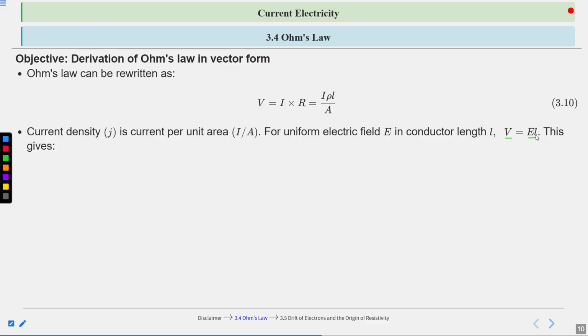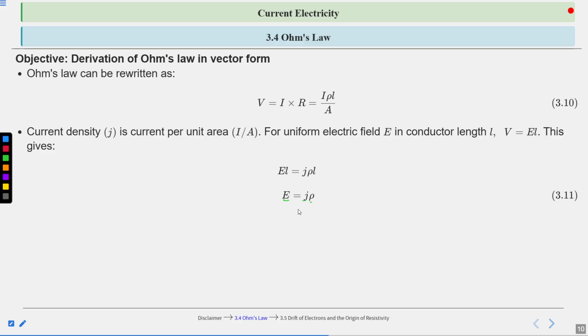So now putting this V equal to EL here, and this current density J, I upon A, will be converted into J. So now the equation will be V equal to EL equal to I upon A, which is J, current density, times rho L. Okay, so now L will cancel out from both sides. So it will become E equal to J rho. E equal to J rho.